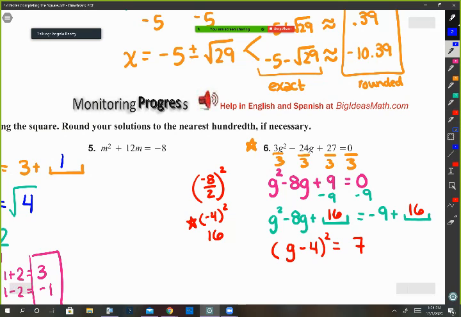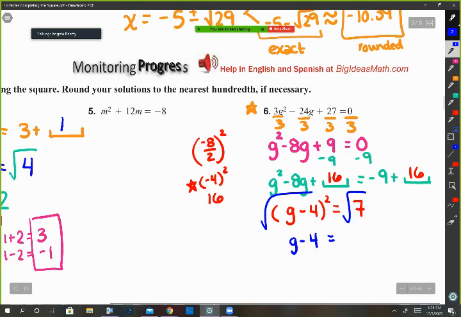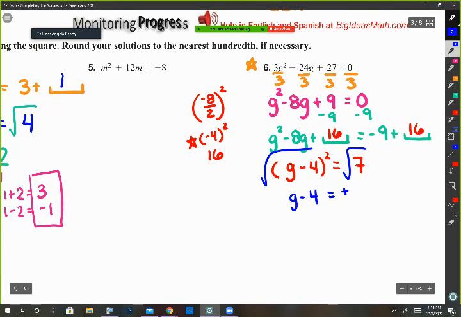To get rid of the power of 2, we're going to take the square root. So we get g minus 4 because we drew the square root sign, and it's always the same. If we draw the square root sign, then I have to do plus or minus 7. And 7 doesn't break down because it's prime. So we're done at that point. And then we're going to add 4 to both sides. So I'm going to go add 4, add 4.